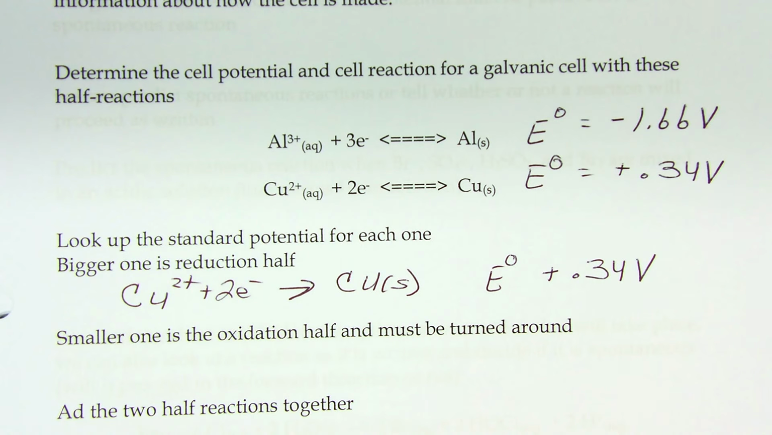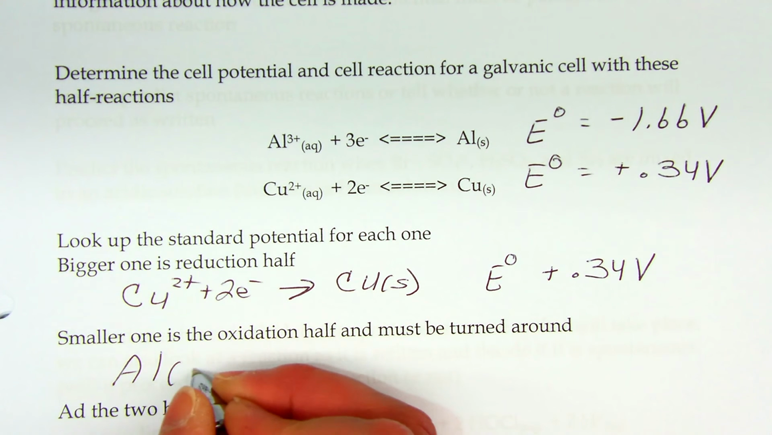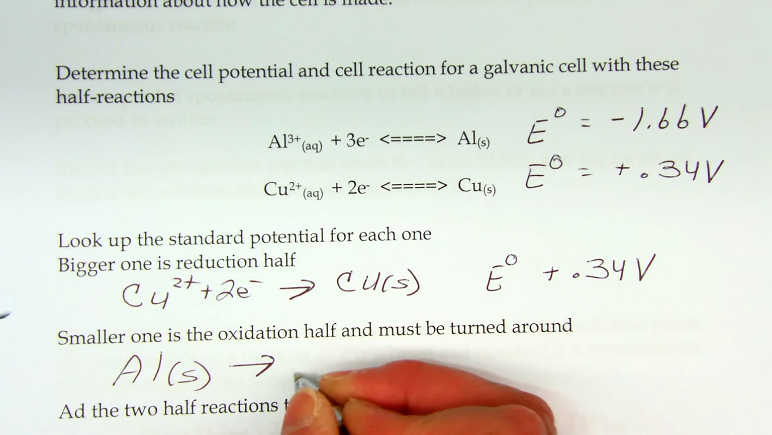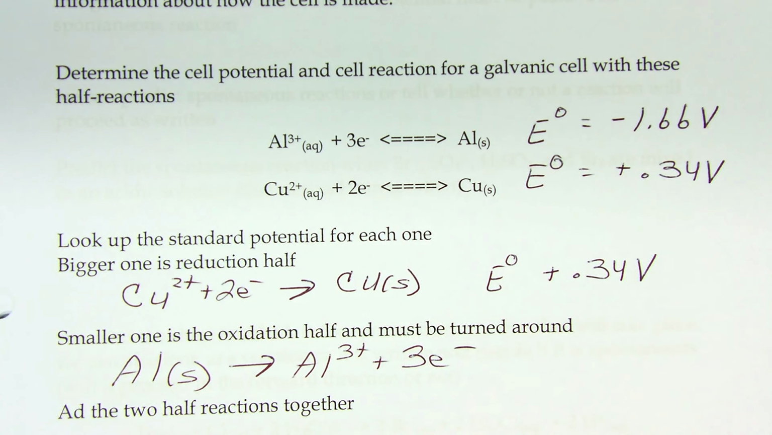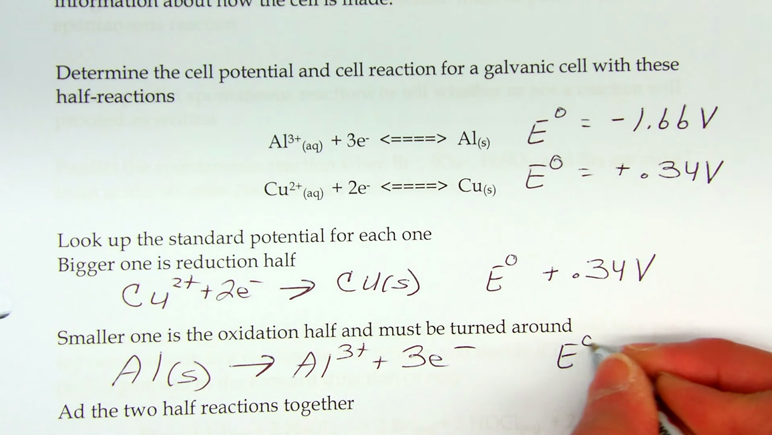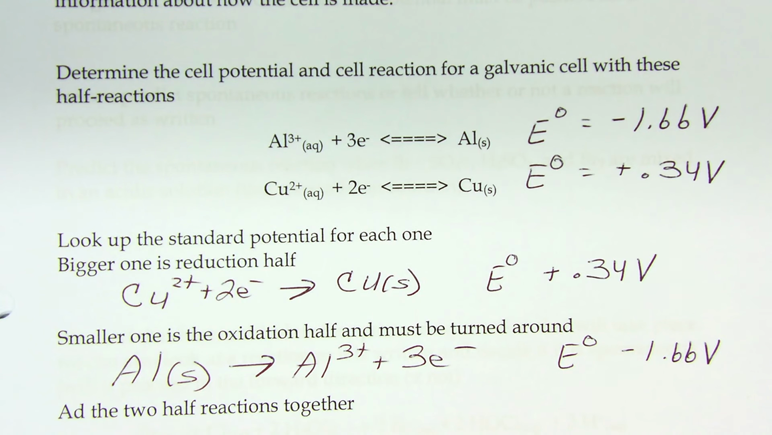Now, the smaller one will be the oxidation half. So for aluminum, this is going to turn around. So aluminum solid is going to be oxidized to give us aluminum 3 plus plus 3 electrons. And again, the standard cell potential is negative 1.66 volts. I do not change the sign. I'm turning this around, but I do not change the sign. It's not like Hess's law where we turned an equation around and we changed the sign. We keep the cell potential as it is in the chart.